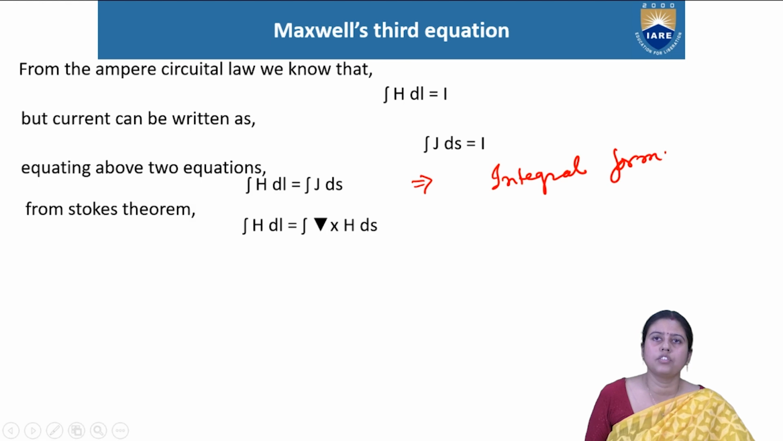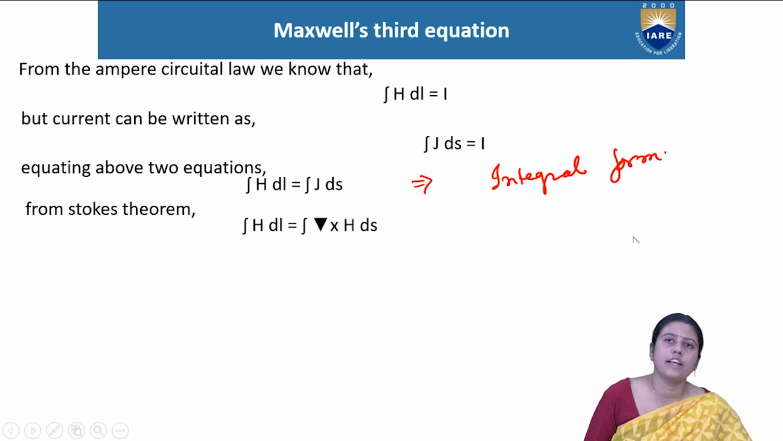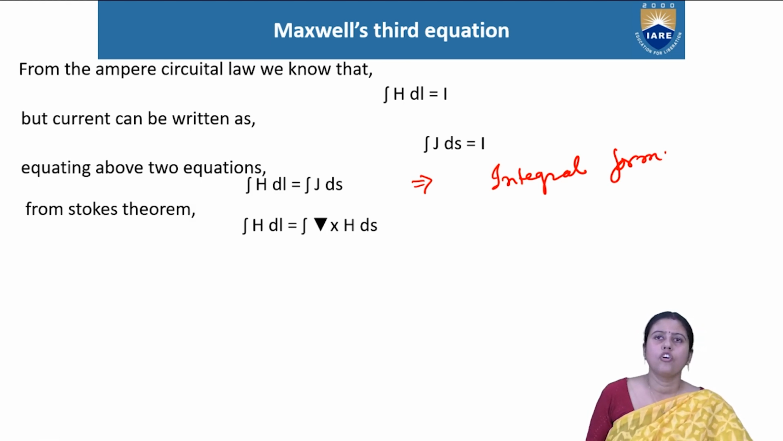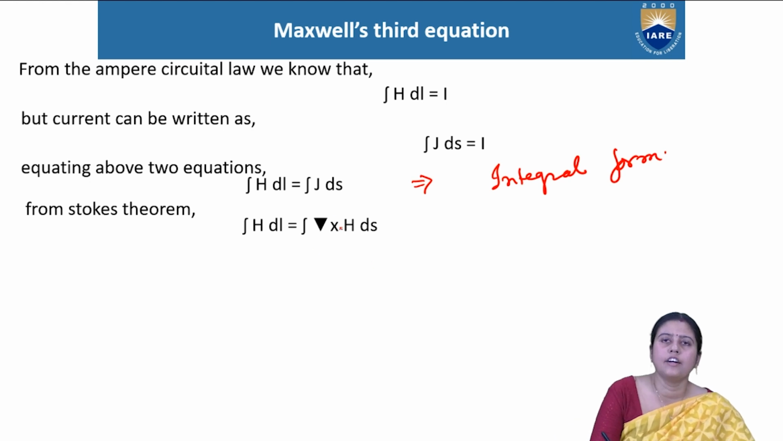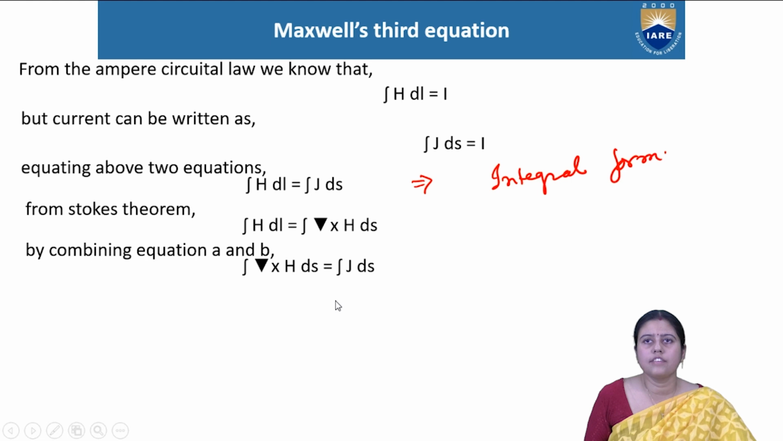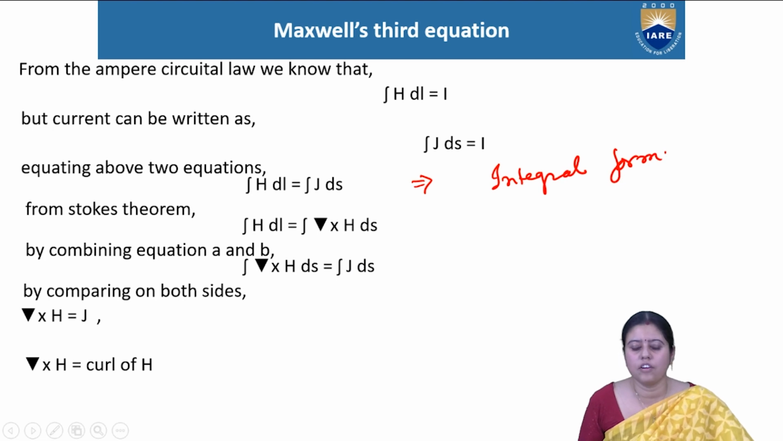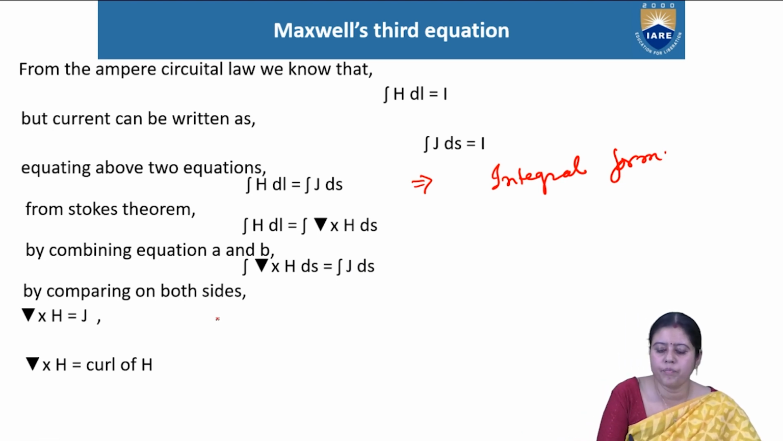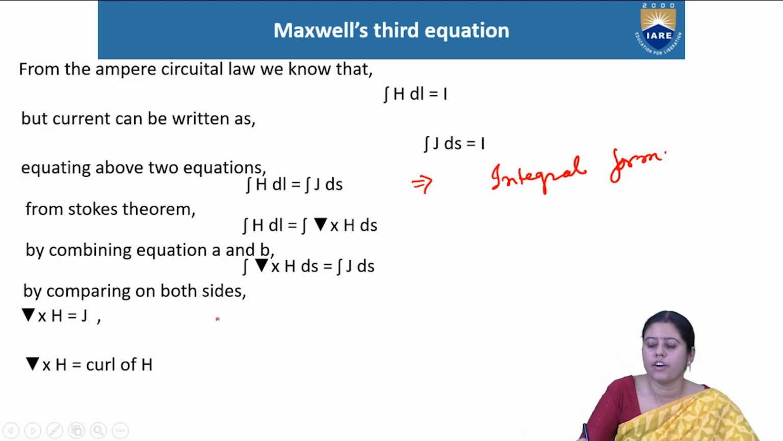We will use Stokes theorem. So H dot dl can be written as grad cross H. As H is a vector, we use grad cross H. So grad cross H dot ds is equal to J dot ds. So grad cross H is equal to J, but this J is only for the conductor.